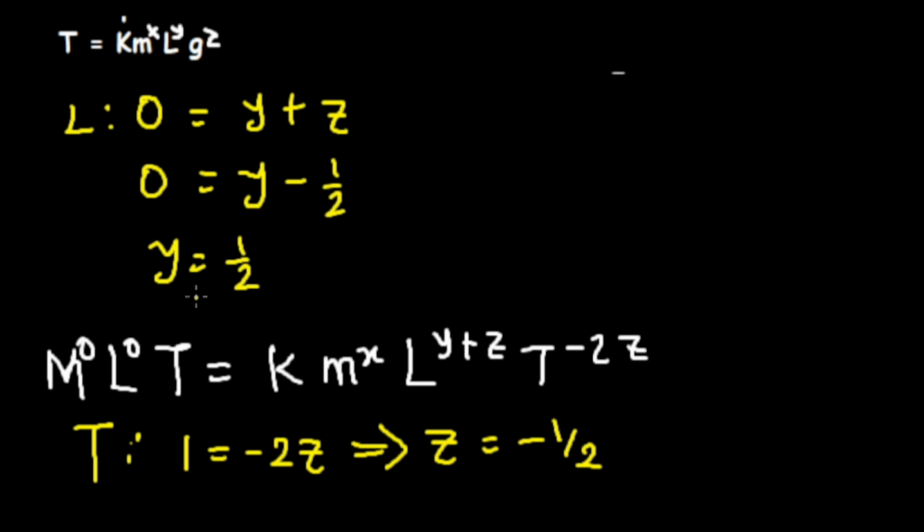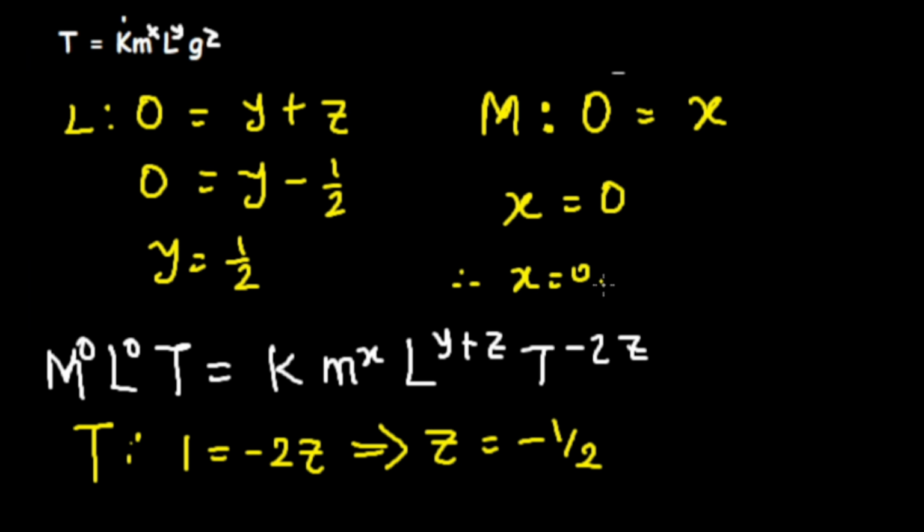Good. So the last one, what was the last one? M. Okay, good. M is also equal to 0, and here it is raised to the power of x, so it means that x is equal to 0. Therefore, x is equal to 0, y is equal to 1 over 2, z is equal to minus 1 over 2.